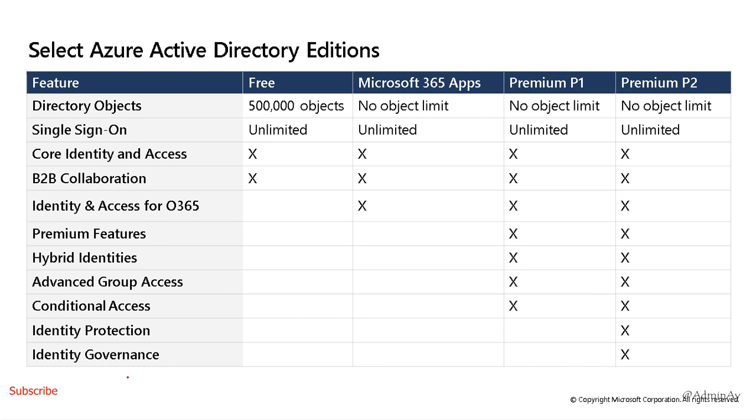Now we have different Active Directory editions. This is the Azure Active Directory edition. I should really stop saying Active Directory. I kind of mix it up. So, we have different Azure Active Directory editions. We have the Free. We have Microsoft 365 apps. We have Premium 1 and Premium 2.